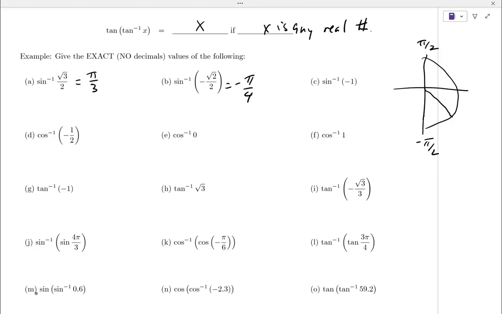Pi over 2, right? We want the negative one, so instead of using positive pi over 2, we'll use negative pi over 2. Again, it has to be the negative pi over 2 due to our restriction, right? We restrict the values coming out of inverse sine to be between negative pi over 2 and pi over 2. 3 pi over 2 is another angle that has a sine value equal to negative 1, but that's not in our restriction. Does that make sense?